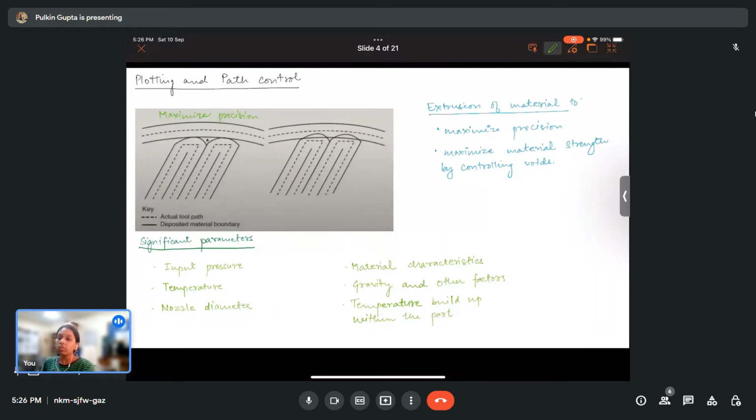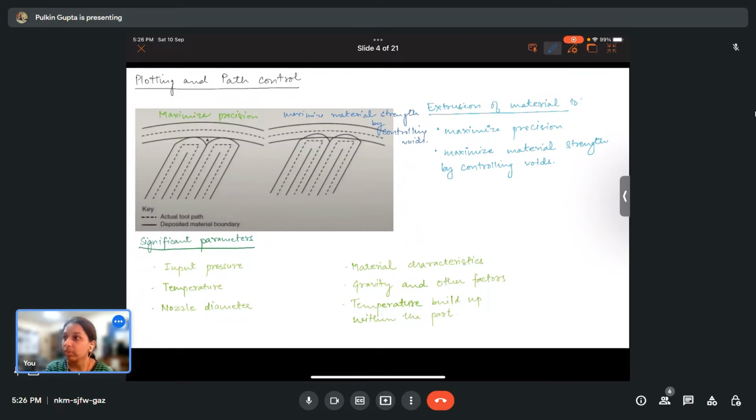Whereas another way is to maximize the strength of the material by controlling voids. This one is to maximize material strength by controlling voids. Okay, so these are the two ways.